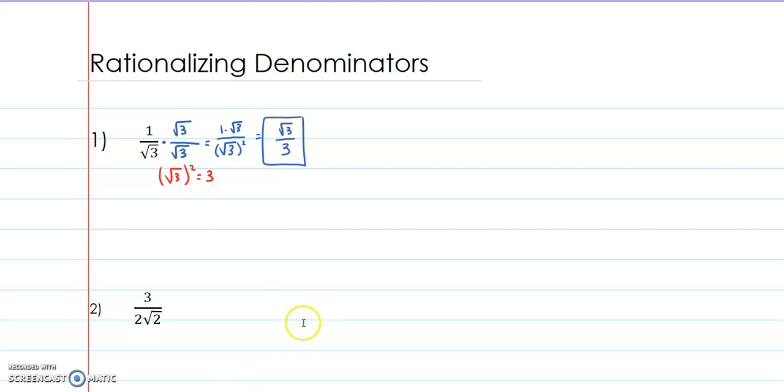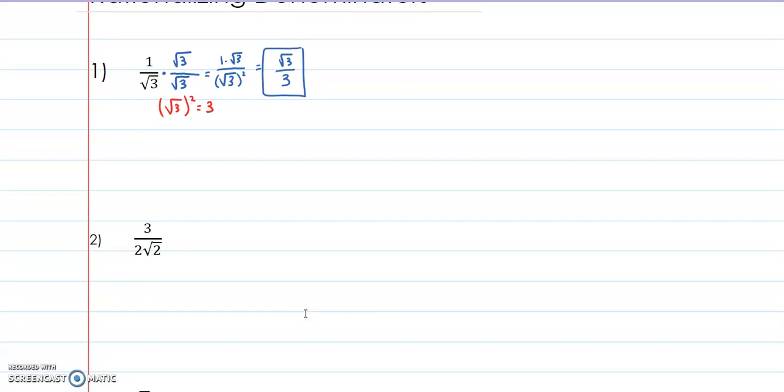All right, let's look at number 2. When I look at the denominator, I see that there's a square root of 2 in the denominator. Since that's the part that I'd like to get out, we're going to multiply the numerator and denominator by the square root of 2. And by multiplying by the square root of 2 over the square root of 2, it's really like I'm multiplying by 1. It's just a fancy 1.